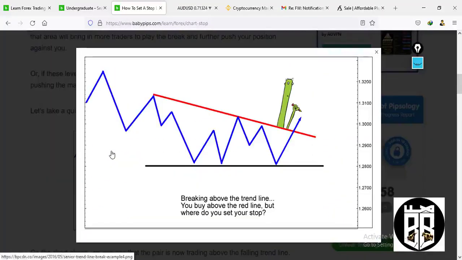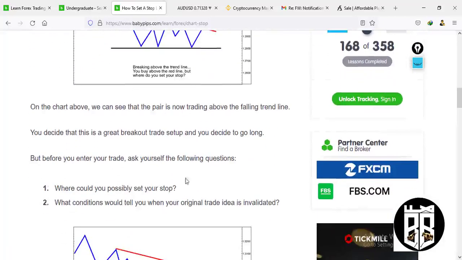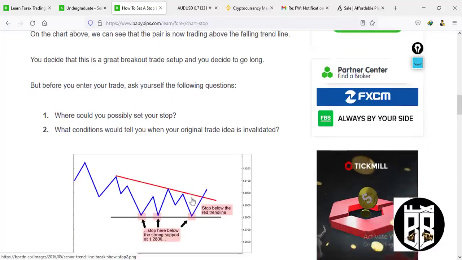So let's look at this example here. The market has been pushing down, respecting this red trend line, and all of a sudden there is a break. A break above the trend line suggests that you should buy. But where are you going to place your stop loss? So from the chart above, we now understand that we have a breakout. We have to take a trade, a buy to go long. But where could your stop loss possibly be?